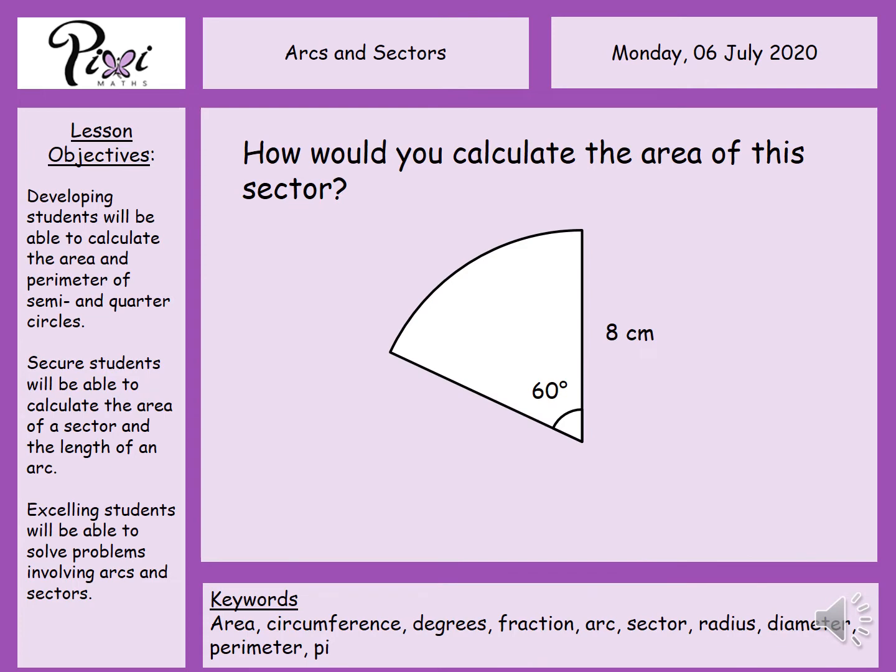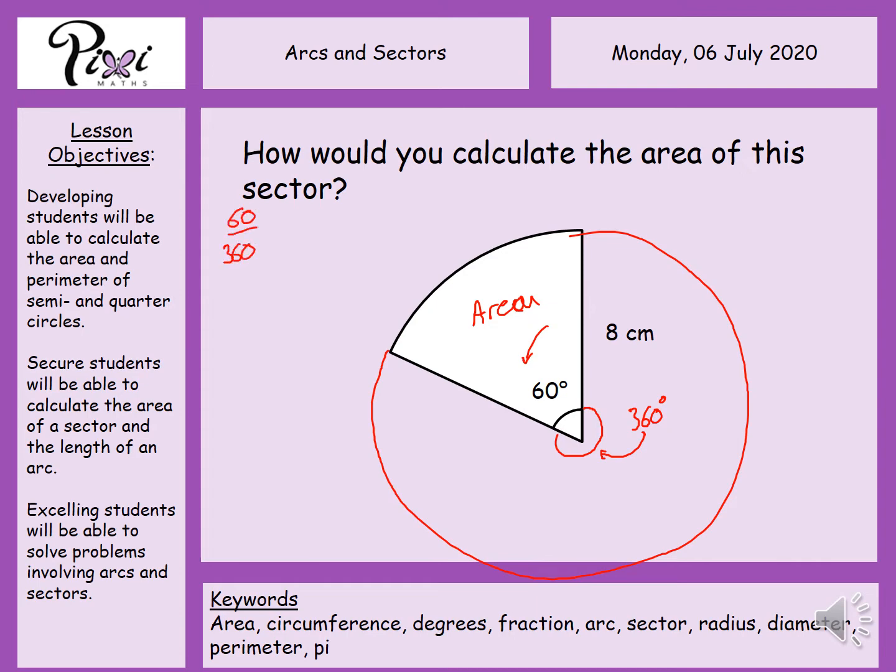Okay, on to a slightly harder one. How would we do it for 60 degrees? So again, same kind of idea. We need to work out the area of the full circle, but then we need to work out what fraction of the circle we have here. We know the full way round is 360 degrees for the full thing, but we've only got 60 degrees. So to work that out, we can do 60 divided by 360, so this is 60 out of 360. So we've got 1/6 of a circle.